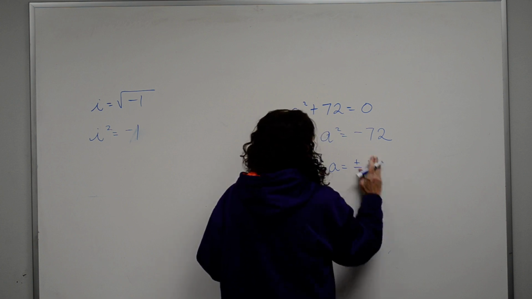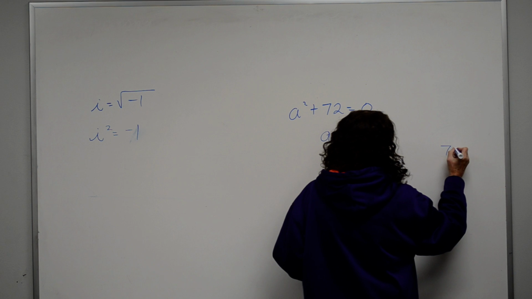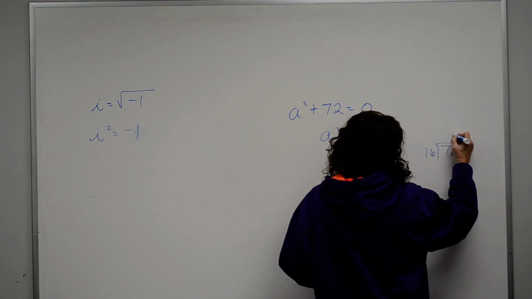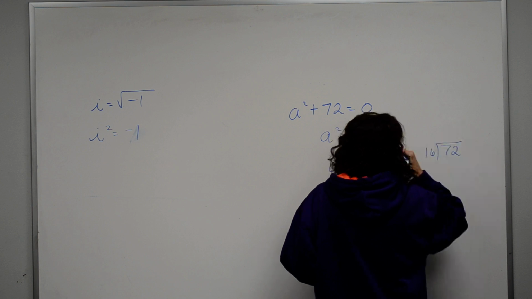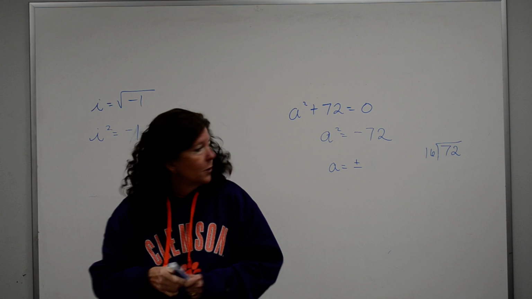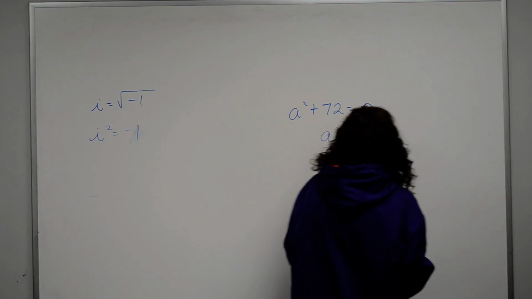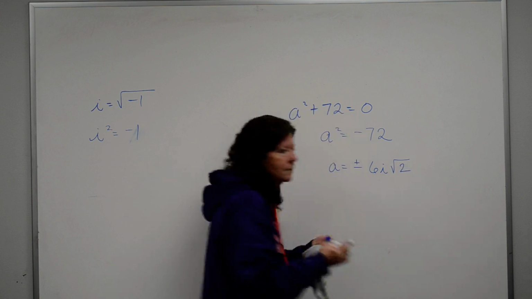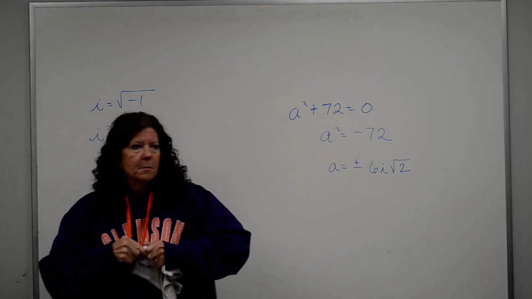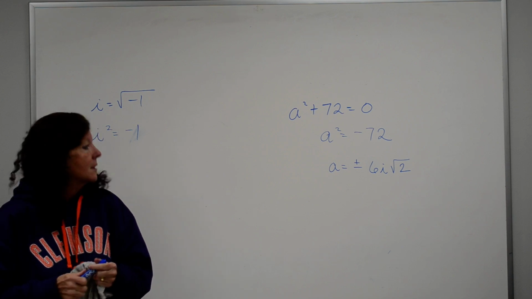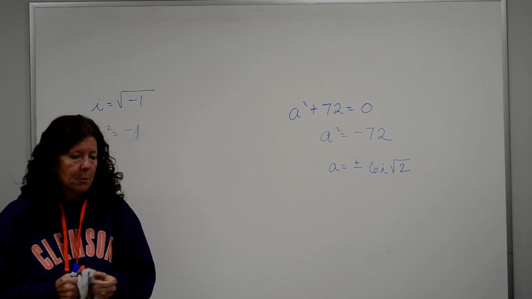Oh, no, wait a minute. 16. How about 36? Right? Because 36 times 2 is 72. Okay. Or you keep going till you get to 6i. Okay, you need to keep breaking it down.